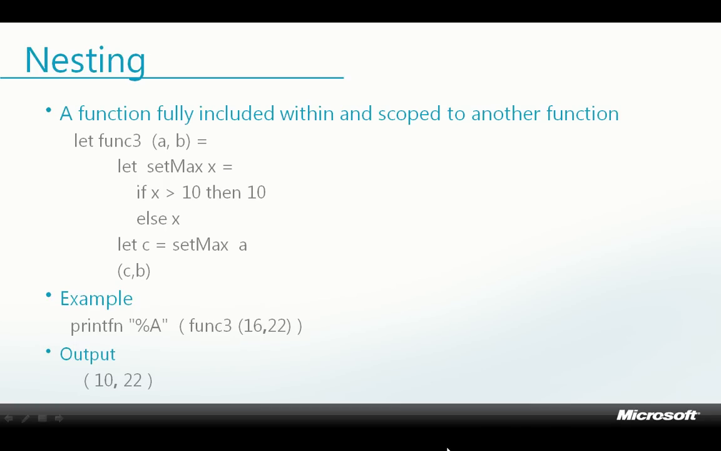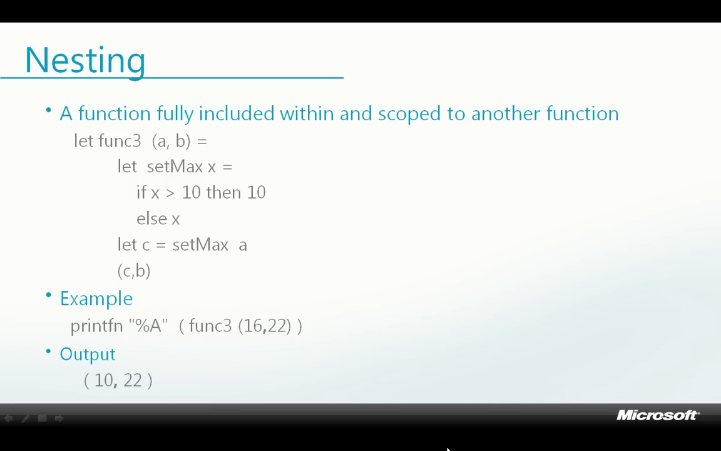So there's a little nested function, setMax here, that checks to see if its argument, x, is greater than 10, and if so, it returns 10. Otherwise, it returns whatever that number was. Now remember that an if returns a value, so that's how this is working. So these first 3 lines here define the setMax function, and then the next line calls setMax on a, which was that value that was passed in as the first part of a tuple to func3. And then the result of calling setMax on a is assigned to c, and then the return from the whole function is cb instead of ab.